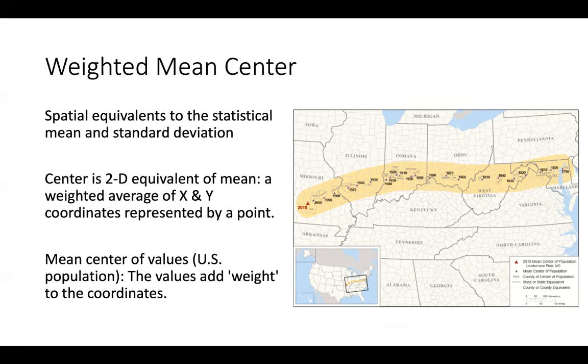In this example, we have the weighted mean center of the population of the US, meaning we have points with population, and each of those populations serves as a weight, which then allows us to see the center of the US population. We can see that over time, starting in our first census in 1790, all the way to 2010, that the US population has steadily moved from east towards the southwest over time.